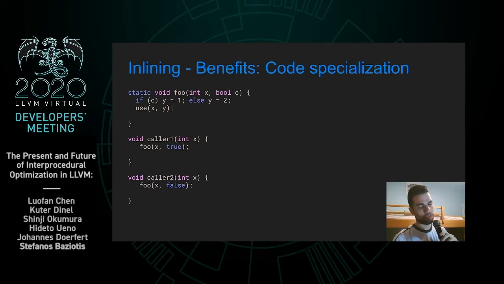So the biggest benefit of inlining is code specialization. It's one of the biggest enabling transformations. So you can see here that caller 1 and caller 2 call foo with a different second argument. But if we actually analyze foo as it is, we know nothing about the second argument. But now if we inline the call, we can remove this if in both places altogether.